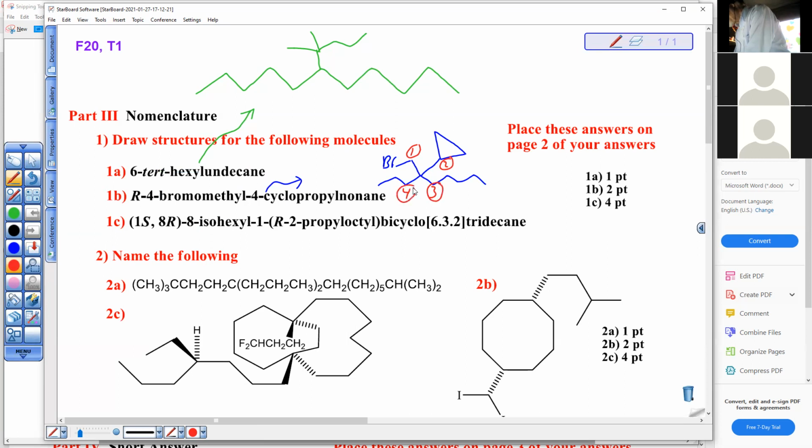Wait, that doesn't make sense. This has the highest priority because the heaviest atom attached is a Br. That's the heaviest atom on any of these 4 carbons. This has a higher priority than the other 2 because there's a tie for the first bond to carbon. Tie, tie, tie. And this second bond to carbon, there's no second bond to carbon here. It's an H. H loses to the second bond to carbon.